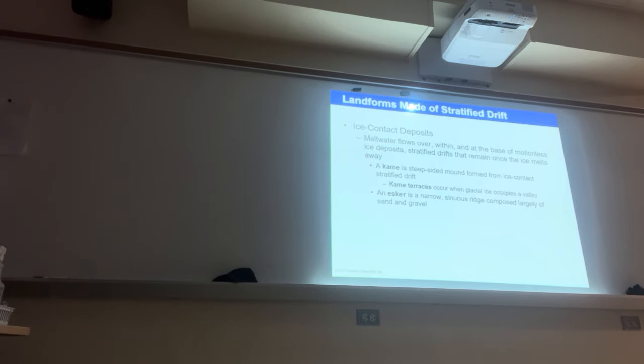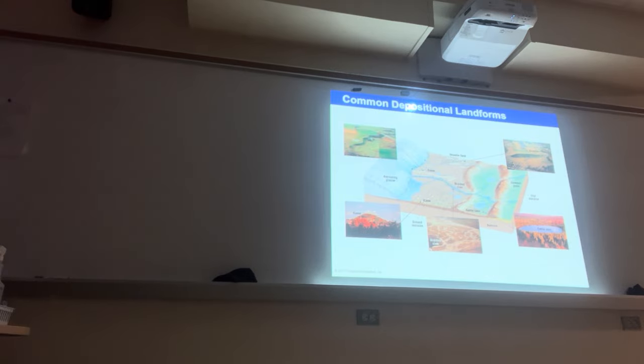A kame is a steep-sided mound formed from ice contact in stratified drift. An esker is a narrow, sinuous ridge made of mostly sand and gravel. Again, I'm not going to ask you all of those features. These are all things that a glacier can also produce.